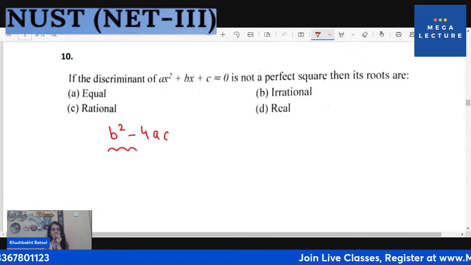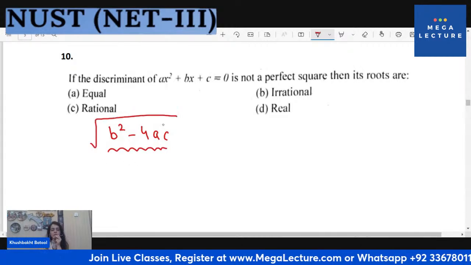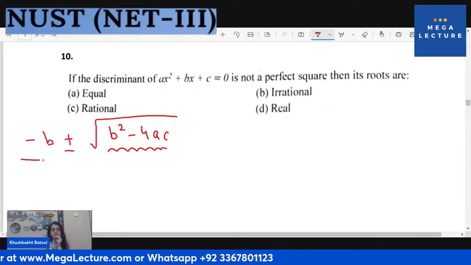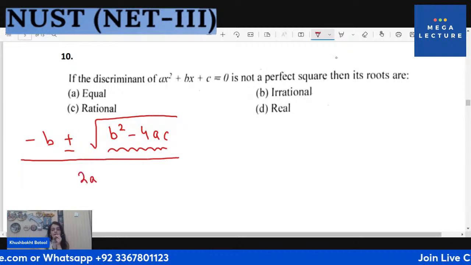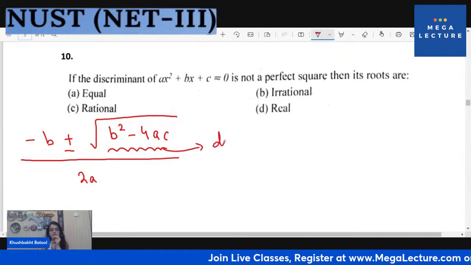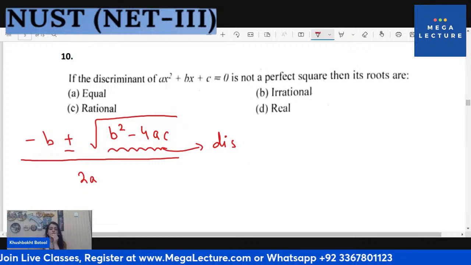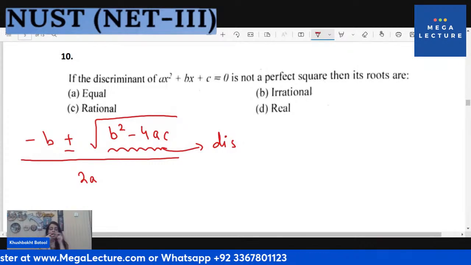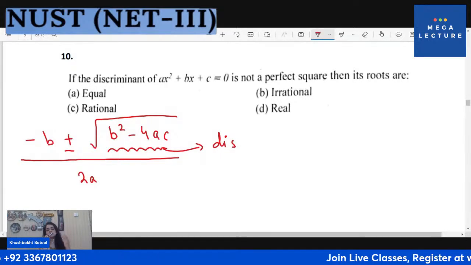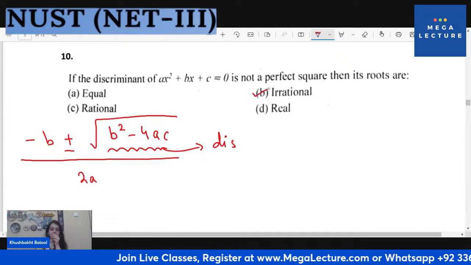And if this number is not a perfect square, you know that this number comes this way, right? The formula is minus b plus minus under the root of this, divided by 2a. Now, b squared minus 4ac, this part is basically your discriminant. If this discriminant is not a perfect square, you would get the answer in the surd form. And whenever you have the answer in surd form, that number is basically considered to be an irrational number. So the answer is going to be B in this case.